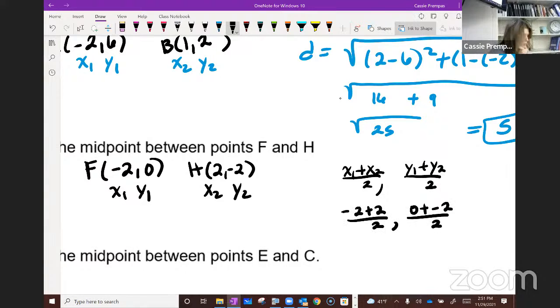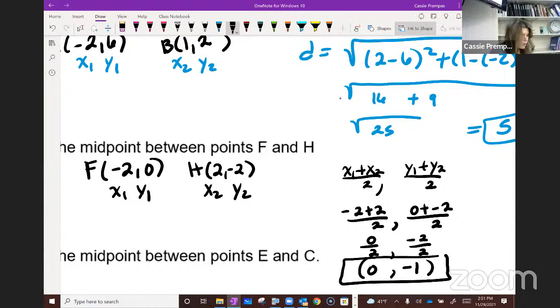What's -2 plus 2? 0. What's 0 divided by 2? 0, good. 0 plus -2 would be -2. What's -2 divided by 2? -1. So our midpoint is 0, -1.